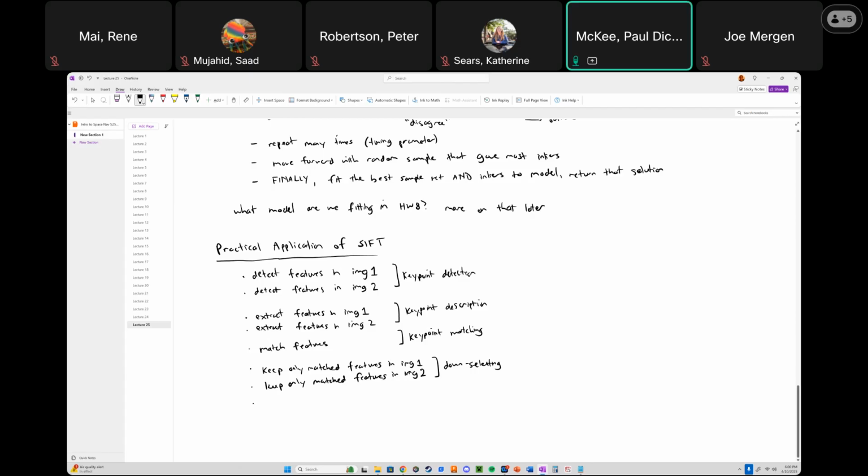Then we perform RANSAC on the matching points. Keep only inliers in image 1 points, and keep only the inliers in image 2 points. Okay. And so then this is basically further down selecting.